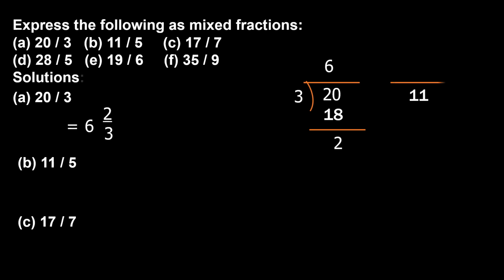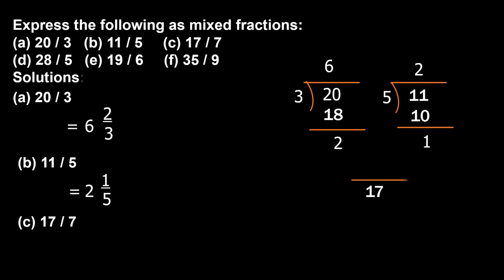Second one, 11 divided by 5. So divide this, 2 into 5 is equal to 10. Remainder is 1. So how will you write this as a mixed fraction? The whole number will be the quotient 2, and then 1 by 5. So 2, 1 by 5.